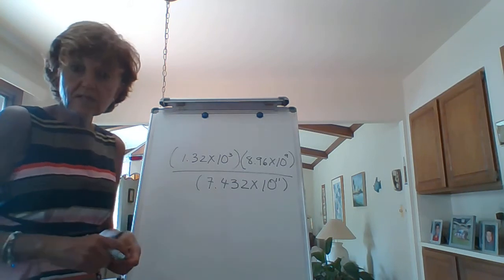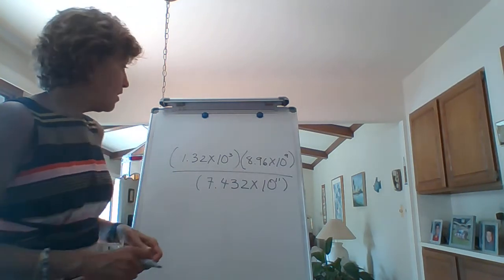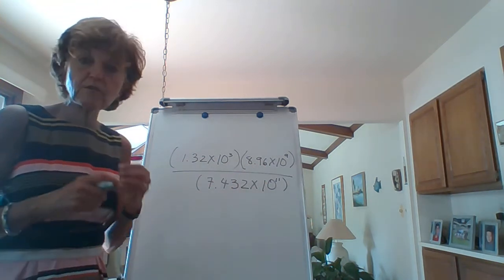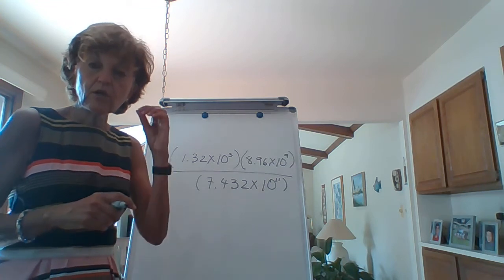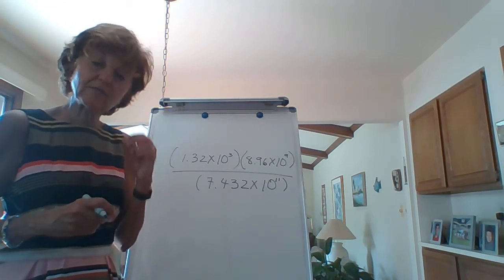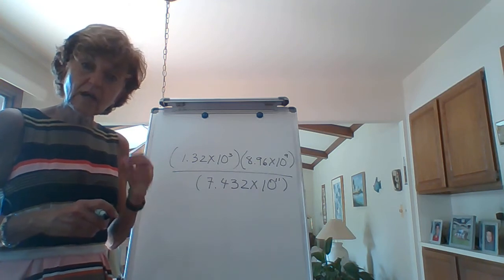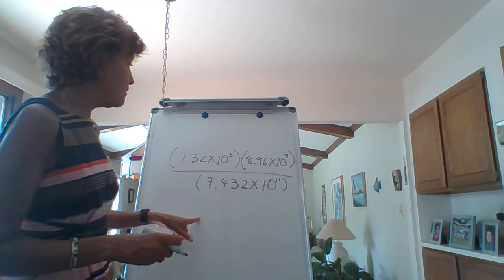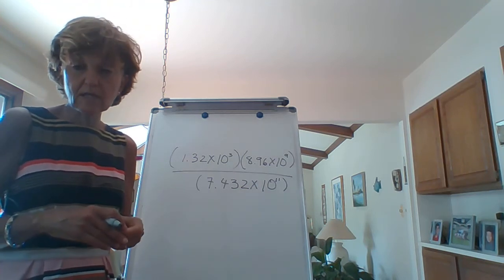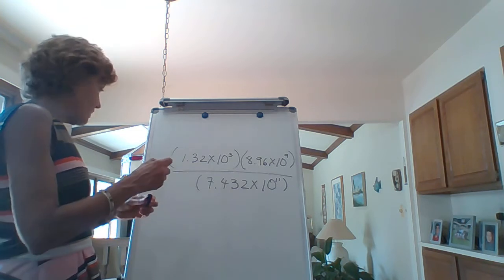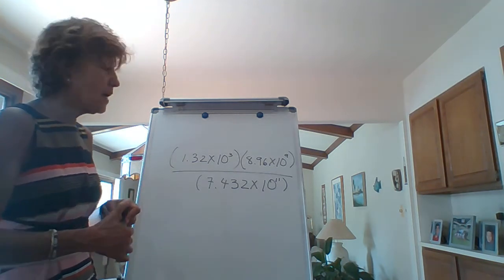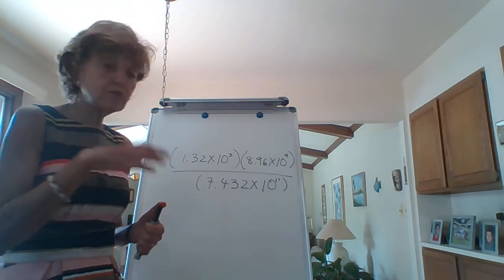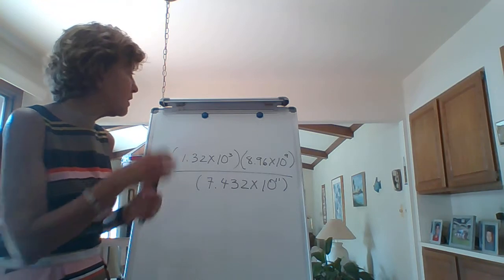How many sig figs does this final answer have to have? Well, you see this is 3 sig figs, this is 3 sig figs, this is 4 sig figs. Remember the sig fig rule. The final answer has to have the same number of sig figs as the measured number with the least number of sig figs. So your final answer is going to have 3 sig figs. Okay, so you're going to need a calculator for this, and I'm going to teach you how to put scientific notation into a scientific calculator.